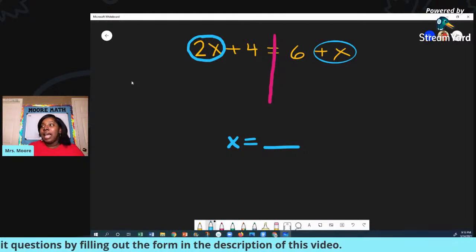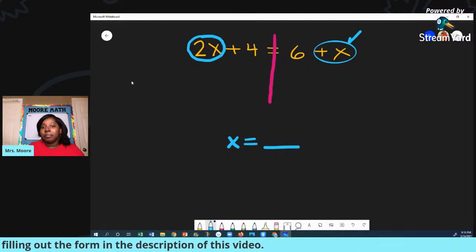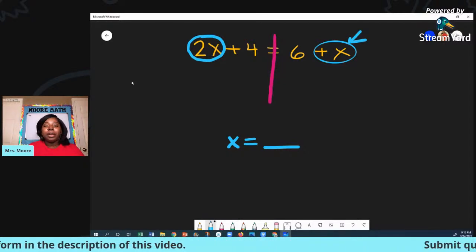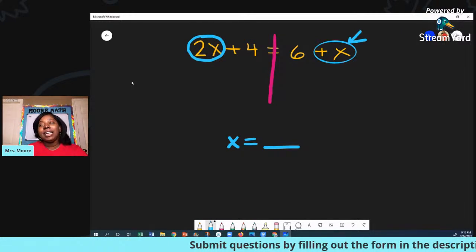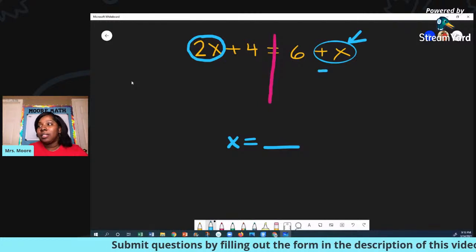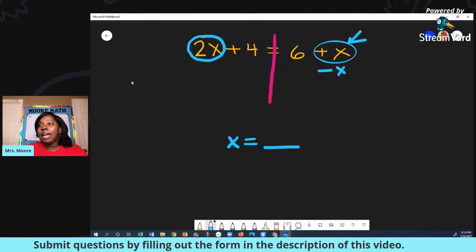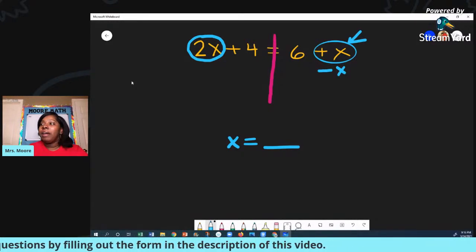Okay, well, how do I remove this? I have a plus x right here. How do I get rid of the plus x? I have to do the opposite. So to get rid of addition, I have to subtract. So I'm going to subtract x. And whatever I do to the right, I do to the left.